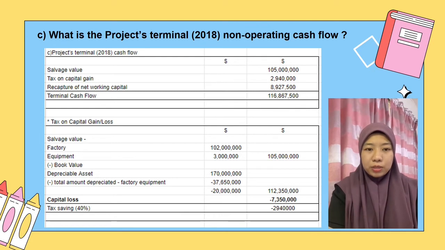After that, we must calculate the tax on capital gain or loss. So when we calculate, we got the capital loss, which is negative 7,350,000, and then we need to calculate with the tax saving, which is 40%, and we got the answer, which is negative 2,940,000.